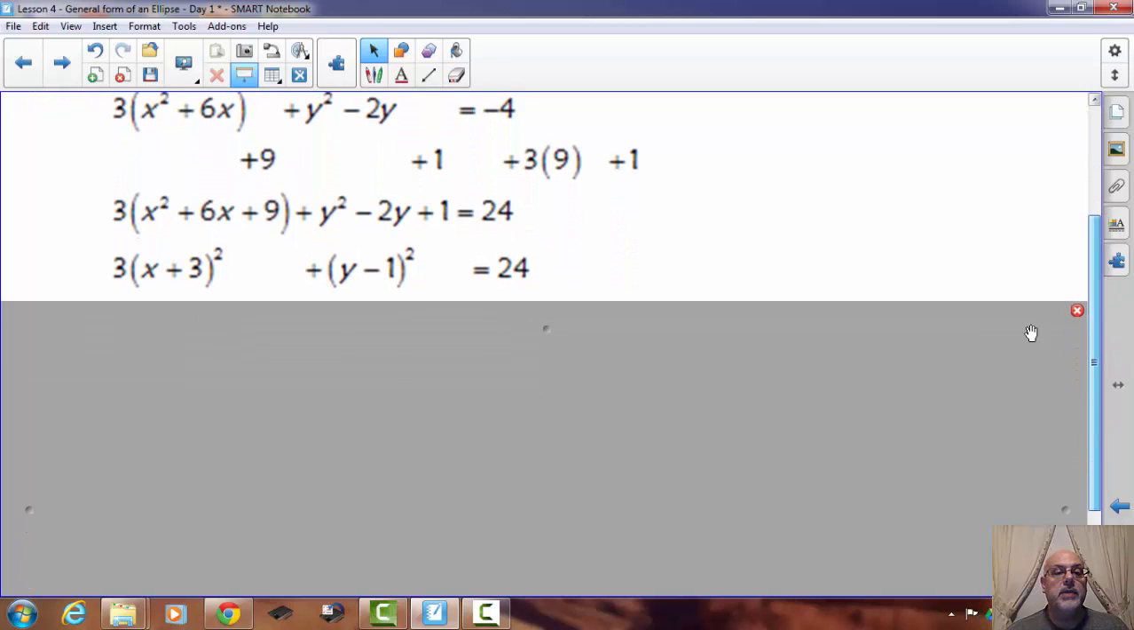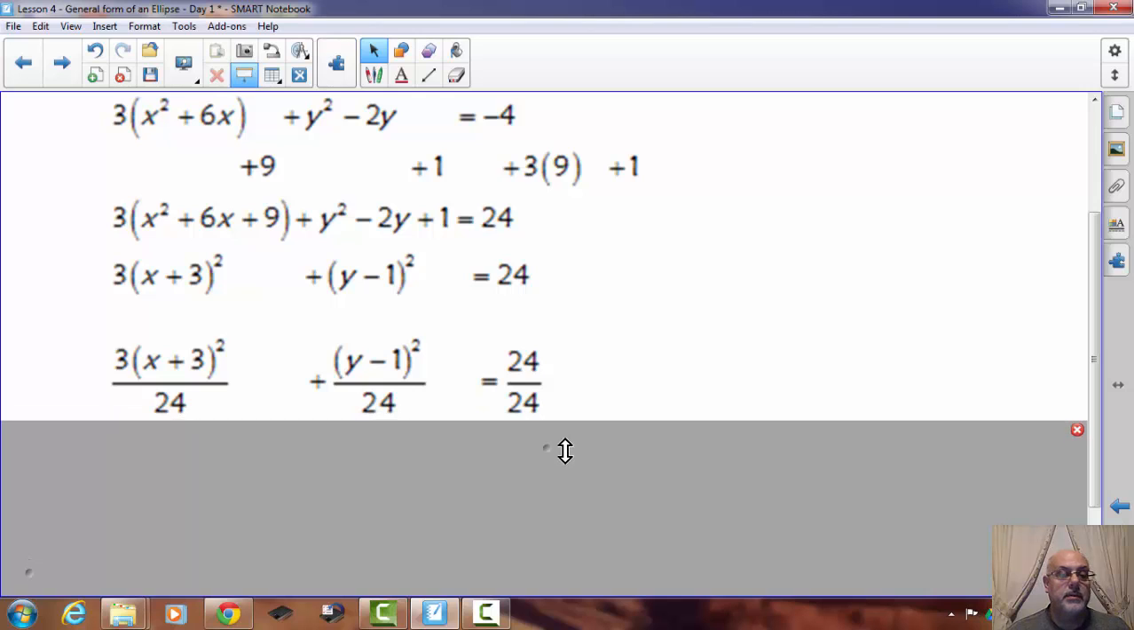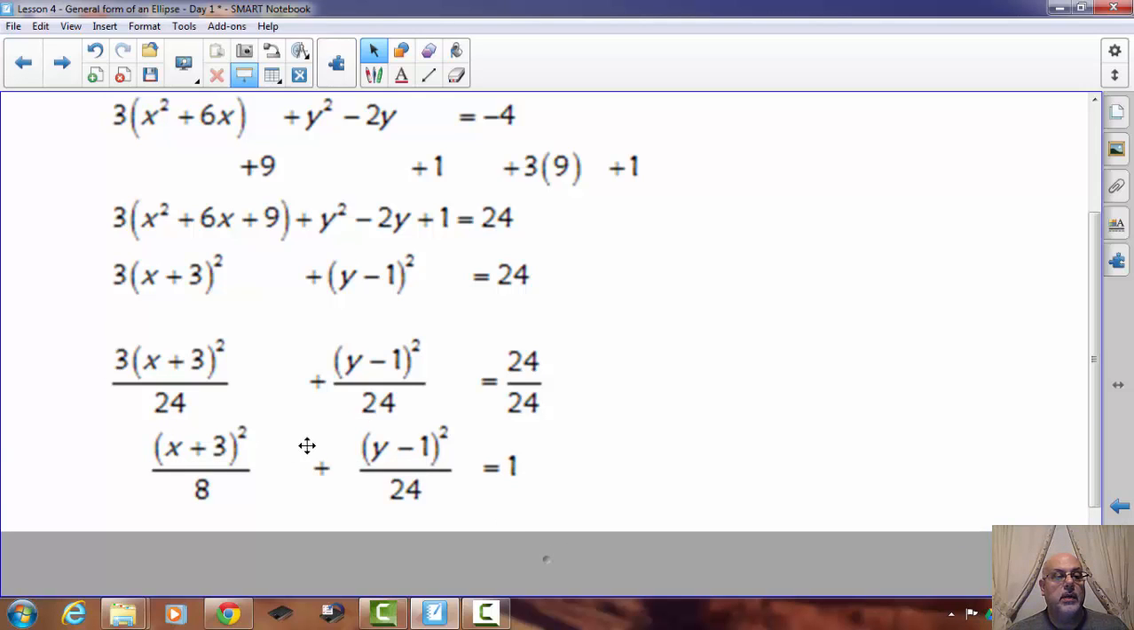So again, the equation has to be equal to 1. So the next step is we divide everything by 24. So 3 over 24 becomes 1 over 8. And you wind up with x plus 3 squared over 8 plus y minus 1 squared over 24 equals 1. 24 over 24 is 1. So not a whole lot different than what we did with completing the square and going from general to standard form when we looked at a circle.